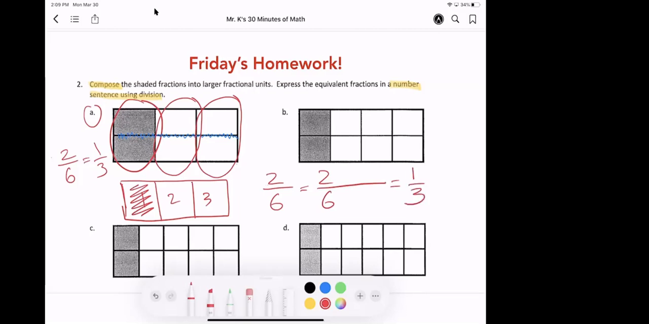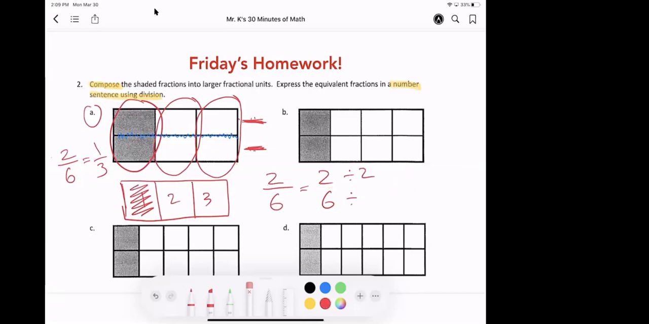Now remember, when we were decomposing fractions, we multiplied because we were increasing the number of units that we have. But now we are decreasing, and so 2 divided by, that's what we're going to do, divide. And we went from 2 rows, remember, here's row 1 and row 2, down to 1 row. So we're dividing by 2, that's why. And that gives us 2 divided by 2 equals 1, and 6 divided by 2 equals 3. That gives us 1/3.